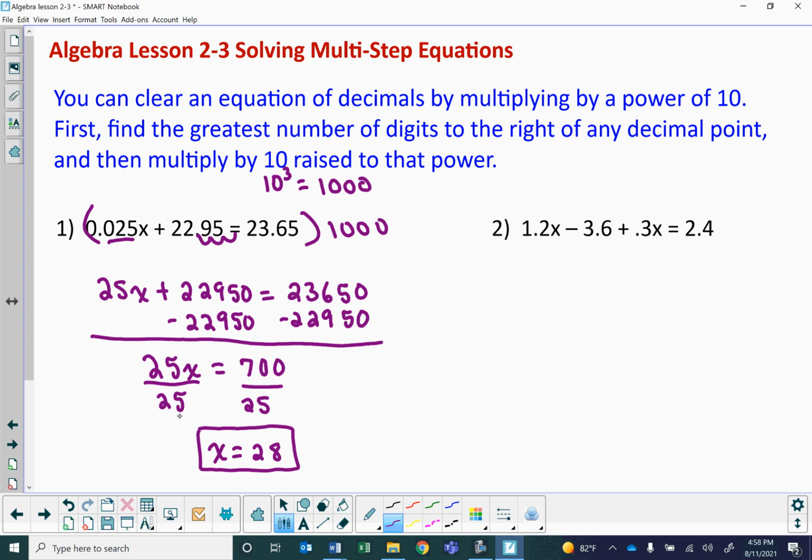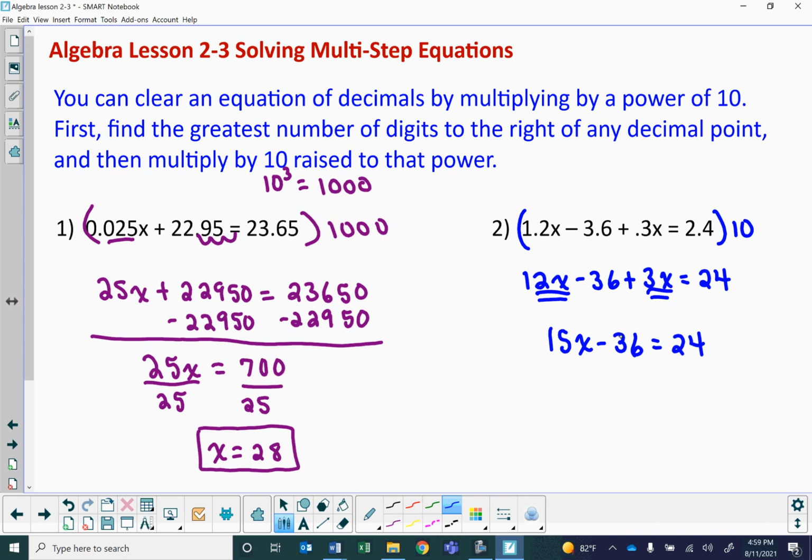Number 2, if I look at this, it looks like I have 1 digit behind the decimal point in each one of these problems. 0.2, 0.6, 0.3, 0.4, so I need to multiply everything by 10 to clear the decimal. So that gives me 12x minus 36 plus 3x is equal to 24. Combine like terms, this 12x and this 3x are on the same side of the equal sign. That makes 15x minus 36 is equal to 24.